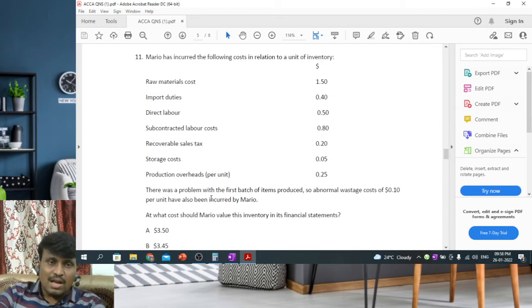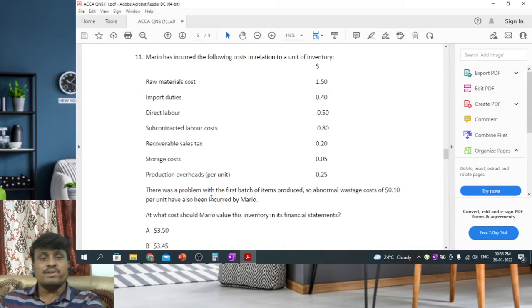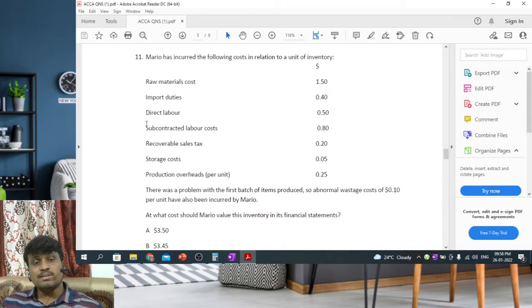Mario has incurred the following cost in relation to the unit of inventory. The raw material cost 1.5, import duty, direct labor, subcontractor labor cost, recoverable sales tax, storage cost, production overhead. There was a problem with the first batch of items produced, so abnormal wastage cost 0.10 per unit has also been incurred. At what cost should Mario value the inventory in its financial statement?